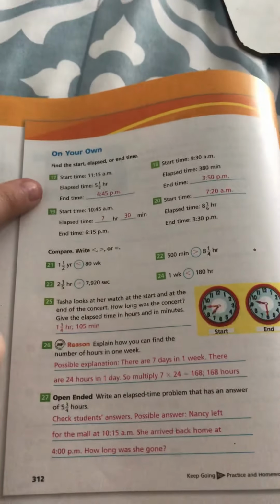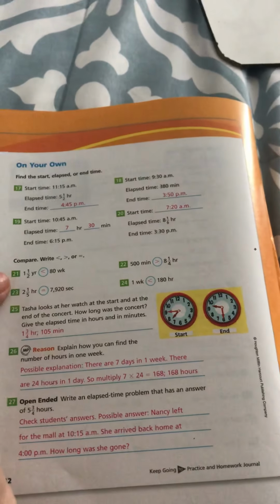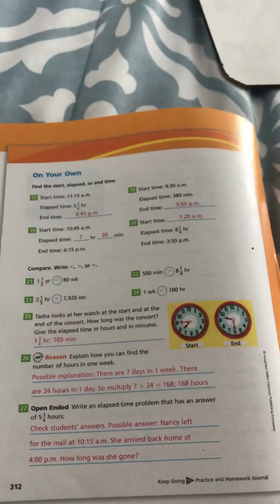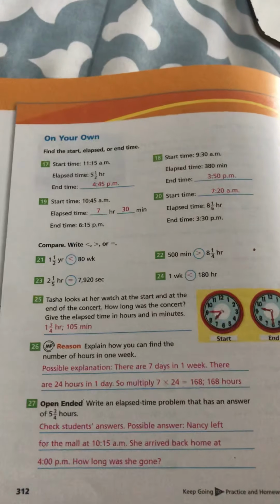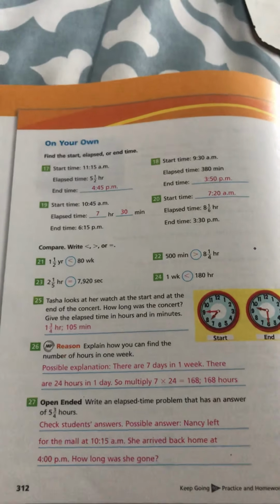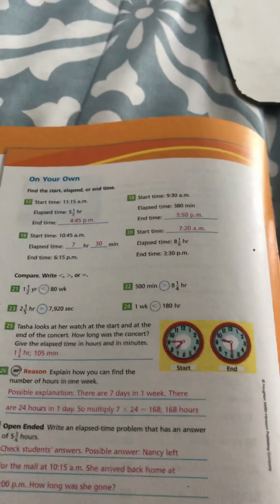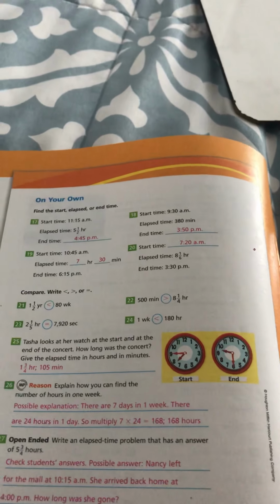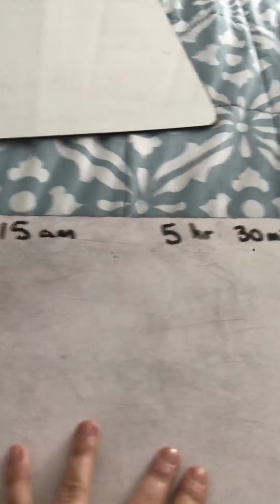I'm going to do number 17 and 19, and then I'm also going to demonstrate how I would solve number 21. All right, so it says that I started at 11:15 a.m. and 5.5 hours went by. So I think to myself, what is 5.5 hours? So 5.5 hours would mean 5 hours and 30 minutes. So I'm starting at 11:15 and I want to add 5 hours and 30 minutes.